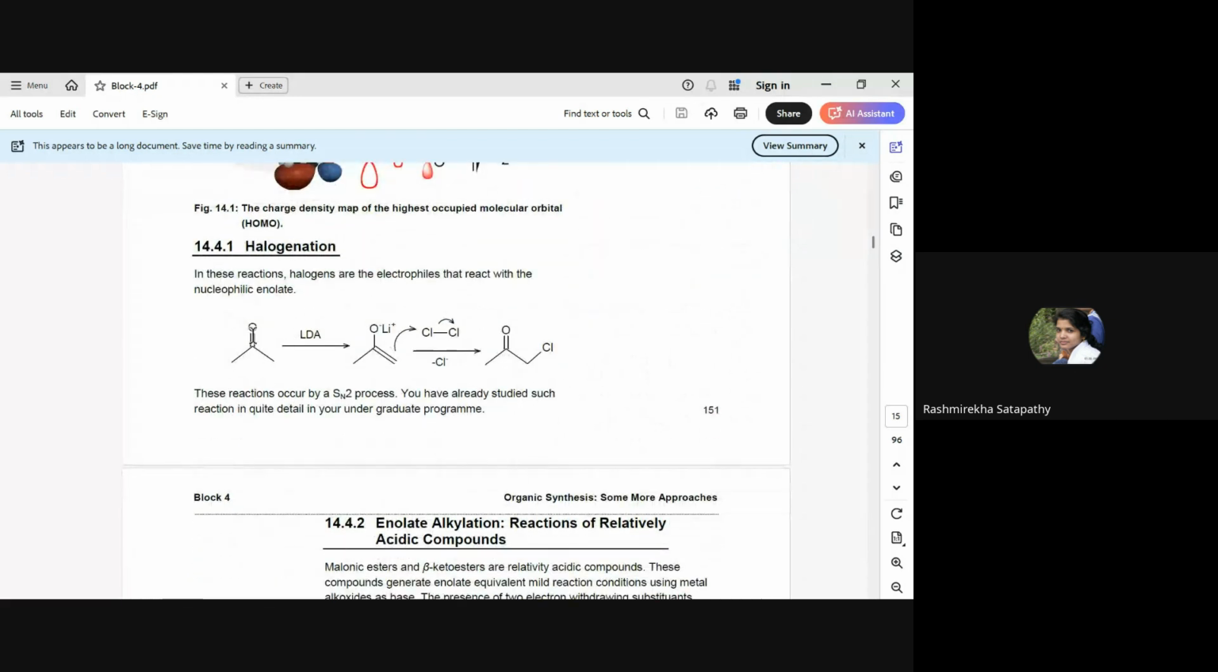Halogenation. This is the ketone in the presence of LDA. It is a strong base. It forms the enolate, double bond, O minus, Li plus. Then when it is treated with chlorine, CH2Cl is formed.